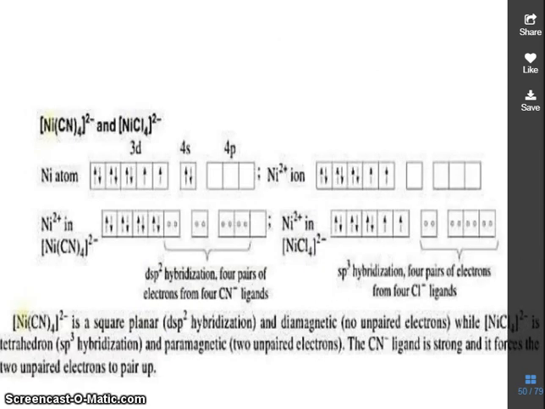Now you can see the difference between cyanide and NiCl4. Nickel 2+ with cyanide: pairing occurs because cyanide is a strong ligand and chloride is weak. So dsp2 hybridized, where d means dx² minus y². Hybridization with 4 pairs of electrons from cyanides. In case of chlorine, sp3 hybridization with 4 pairs of electrons from chlorine. So Ni(CN)4 2 minus is square planar and diamagnetic, no unpaired electrons, while NiCl4 is tetrahedral, sp3 hybridization, and paramagnetic with 2 unpaired electrons. The CN minus ligand is strong, it forces the 2 unpaired electrons to pair.